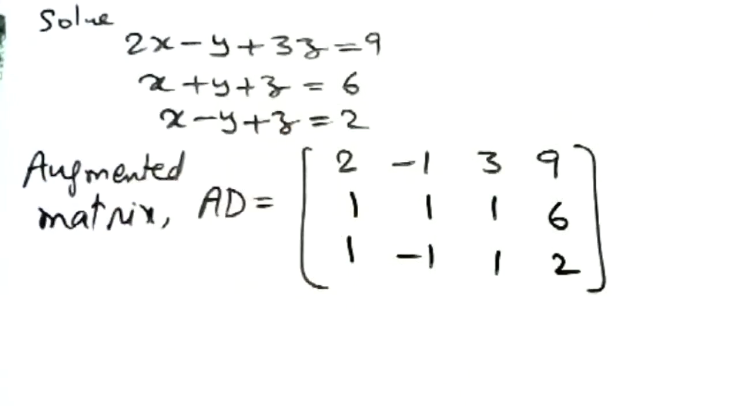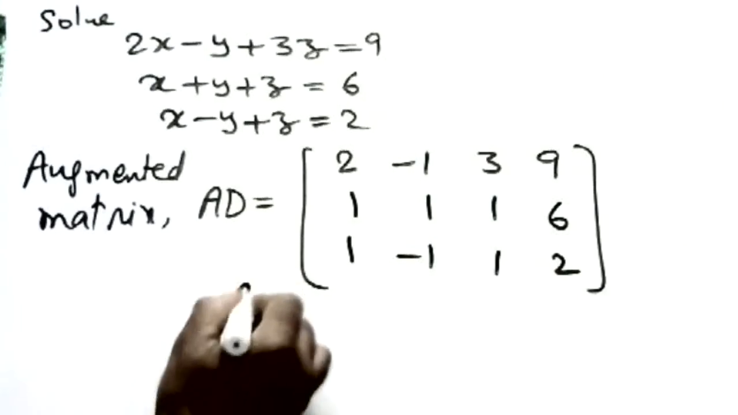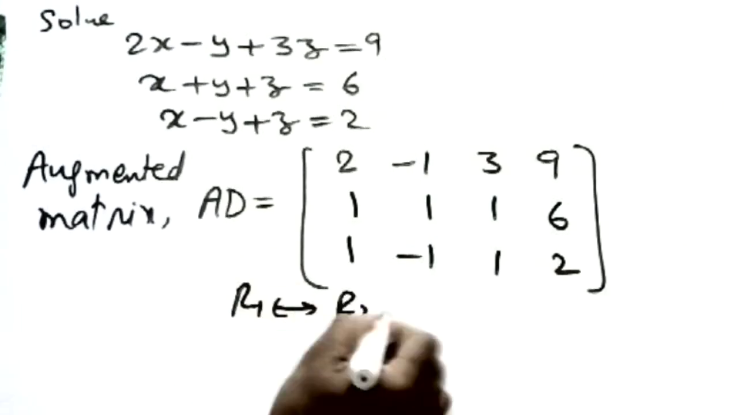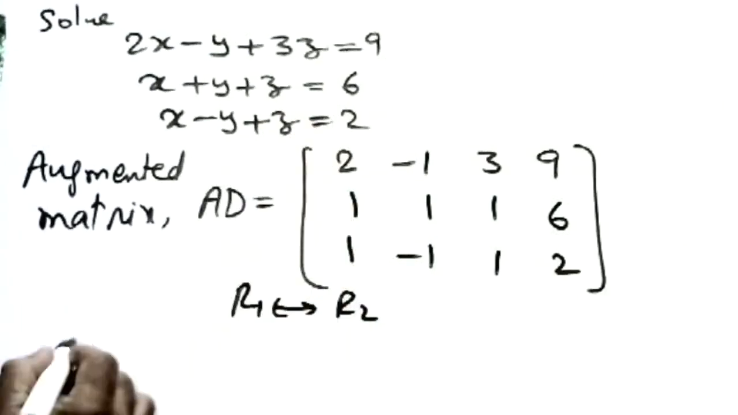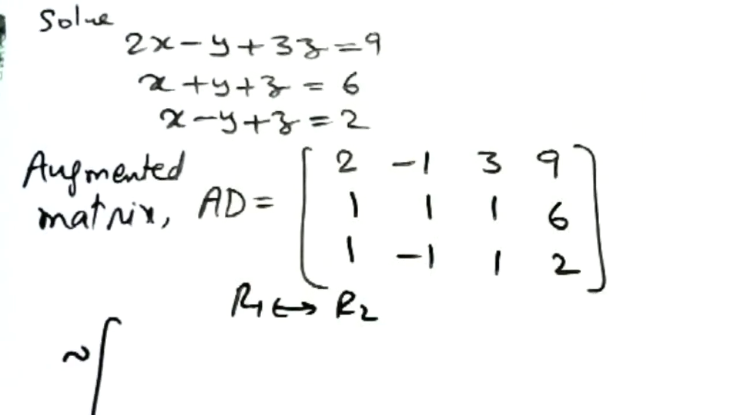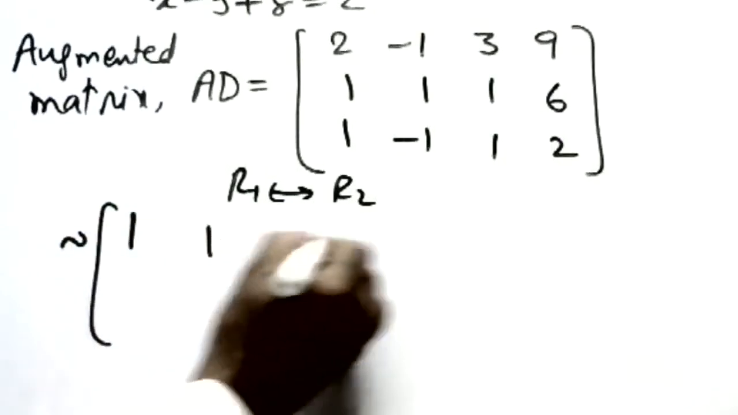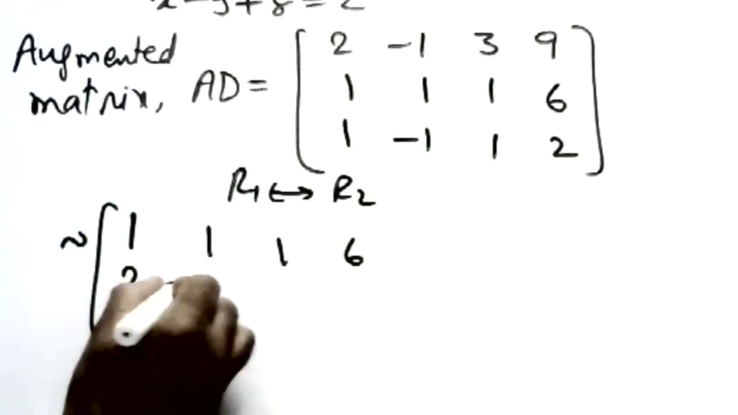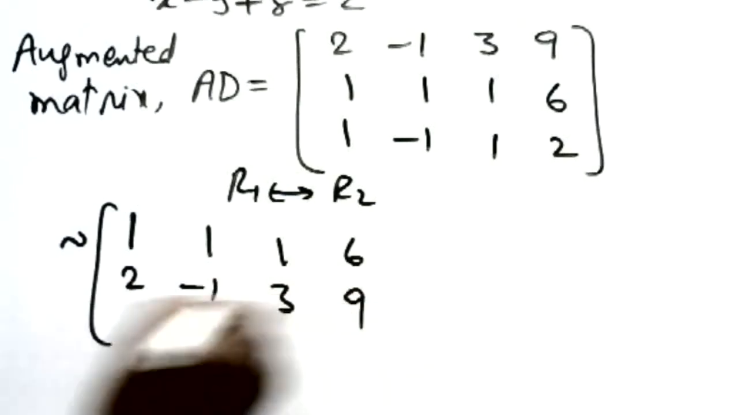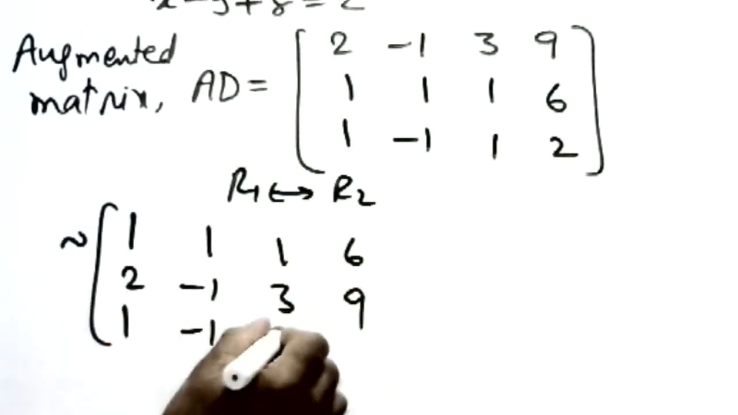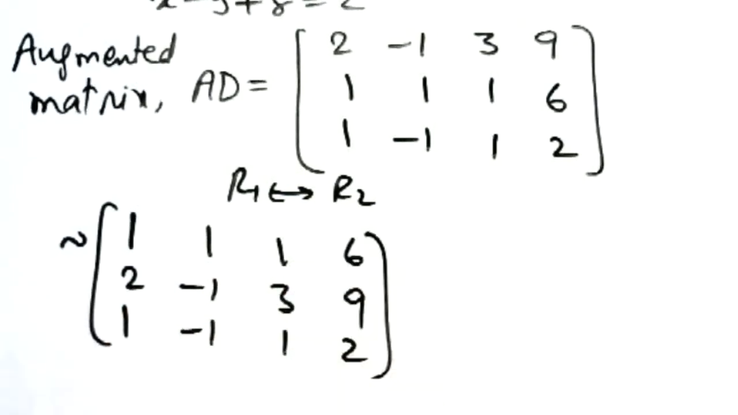We bring R2 here. We will bring 1 here, okay? So we can change like this: R1 implies R2. So what is left here? We are interchanging the two rows R1 and R2. So R1 we can write here 1 1 1 6, R2 here 2 minus 1 3 9, and then lastly 1 minus 1 1 2.